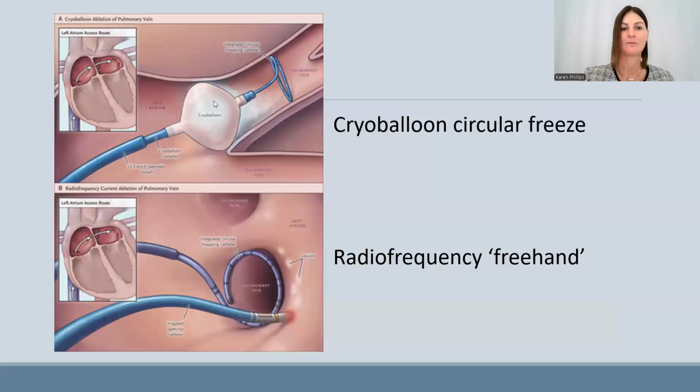Now, as I said, previously we had just cryo treatment and radiofrequency. Radiofrequency is a hand-drawn ring of treatment around the pulmonary veins. And the cryo treatment was a balloon treatment: blow up a balloon that delivered liquid nitrogen to create a circular freeze, a circular treatment around the pulmonary veins for ablation.